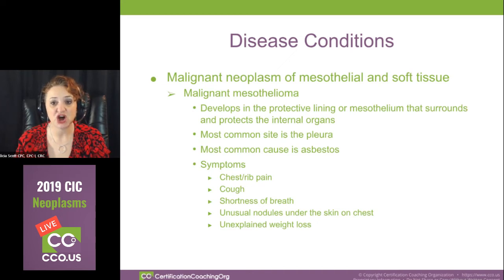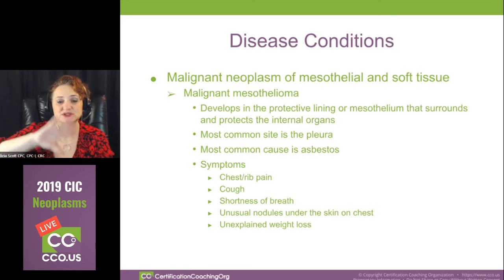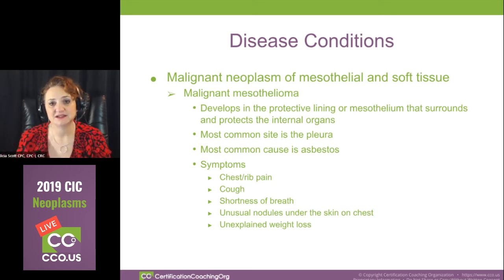Then we have soft tissue, which is mesothelioma, and you see that advertised on TV, right? Soft tissue is anything that protects an internal organ. So mesothelioma likes to go to the lungs. So people that have been exposed to asbestos. Remember I told you about the pleural sac of the lungs, that's the most common, and asbestos.